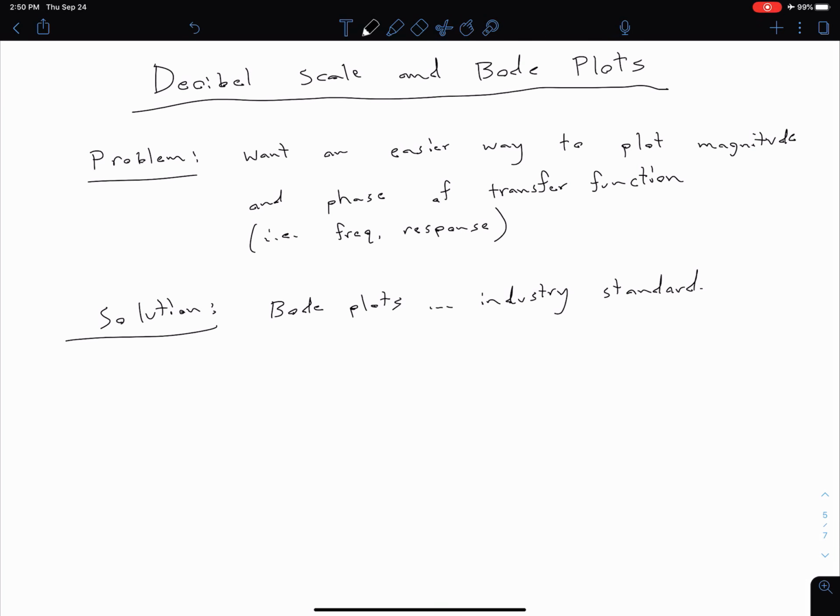Instead of having to figure out a numerical representation of our transfer function and then trying to think of different cases of frequency and what the frequency response looks like, we want an easier way to quickly look at a plot or something similar to figure out what the frequency response is, what's happening with both our magnitude and the phase of our transfer function. And so the solution to that problem is something called Bode plots. Bode plots are sort of the industry standard of how to convey frequency response information for a circuit.